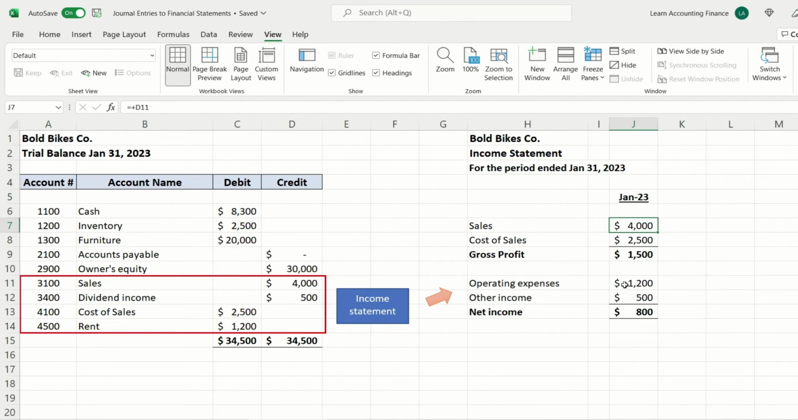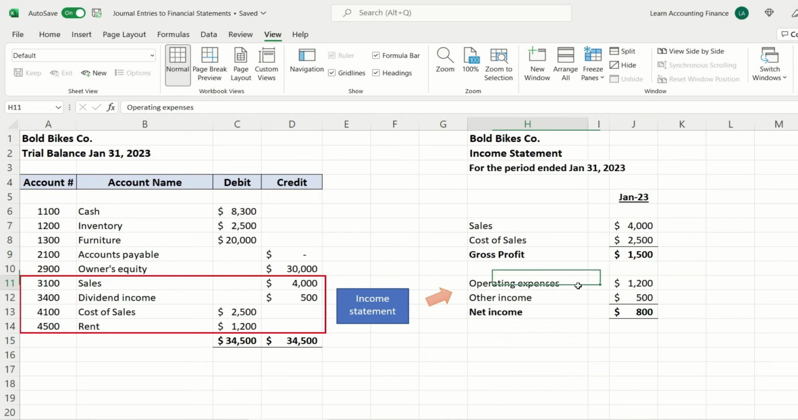So we can see in this example, we had sales of $4,000. We also recorded cost of sales of $2,500. That makes our gross profit of $1,500. So gross profit is really the amount of money that we earned on a net basis after deducting the cost of selling a product. So gross profit is strictly related with the product itself.